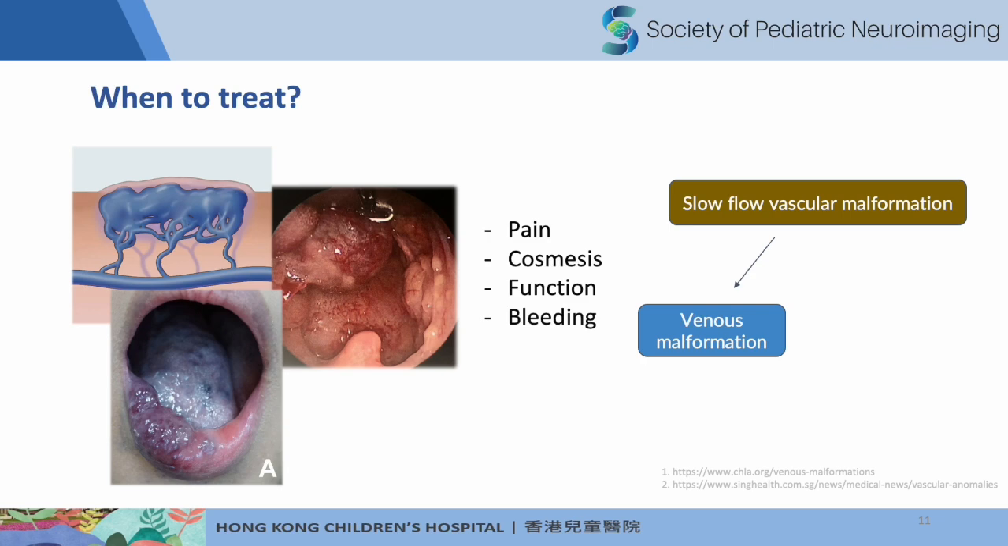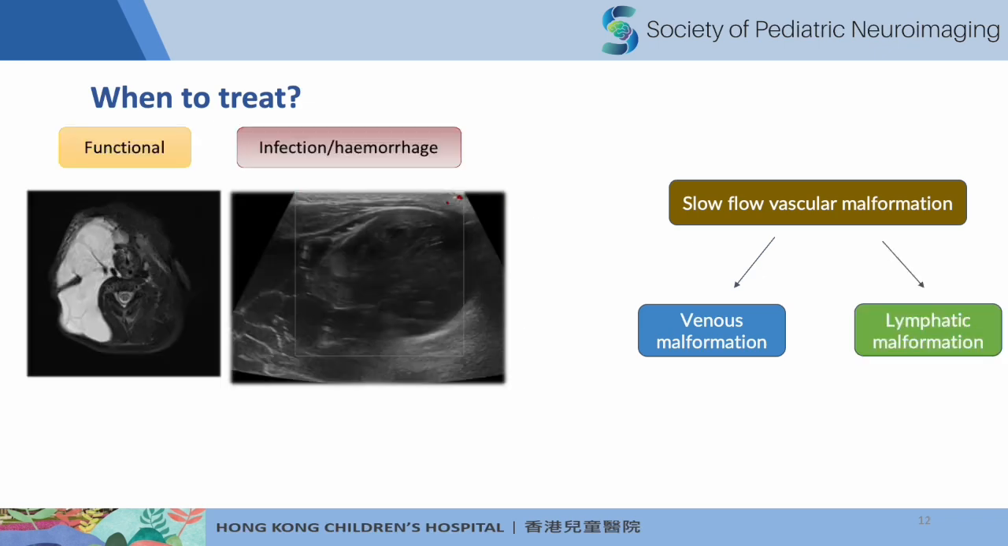For venous malformation, they can cause pain, obviously disfigurement, and functional impairment as well as bleeding. Now, these lesions are not malignant. They usually won't kill the patient, but it doesn't mean that they don't negatively impact on their quality of life due to the disfigurement and the symptoms that it can cause. And for lymphatic malformation, again, they can cause functional symptoms as well as infection and hemorrhage, such as this ultrasound showing. When the lymphatic malformation gets infected or hemorrhagic, they can swell up and cause discomfort as well as disfigurement.